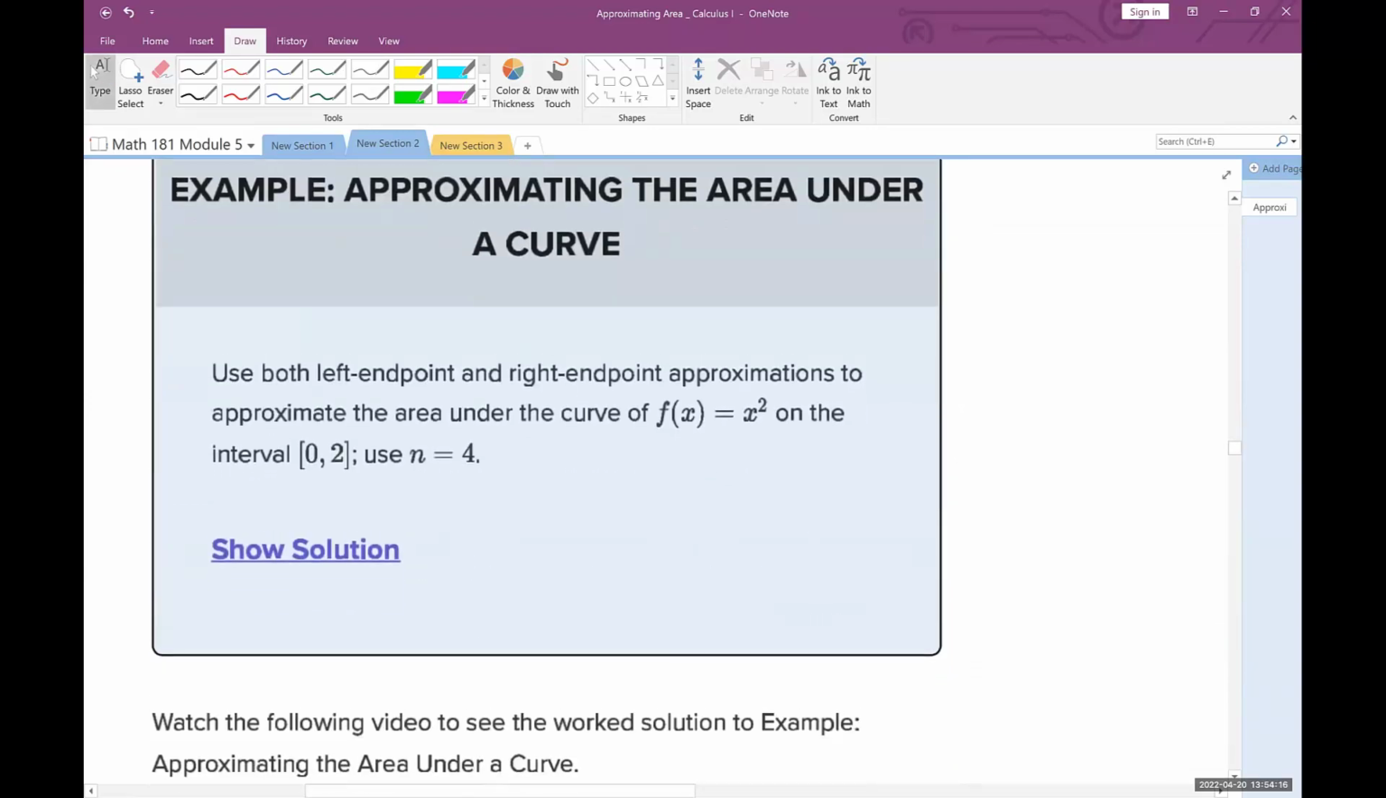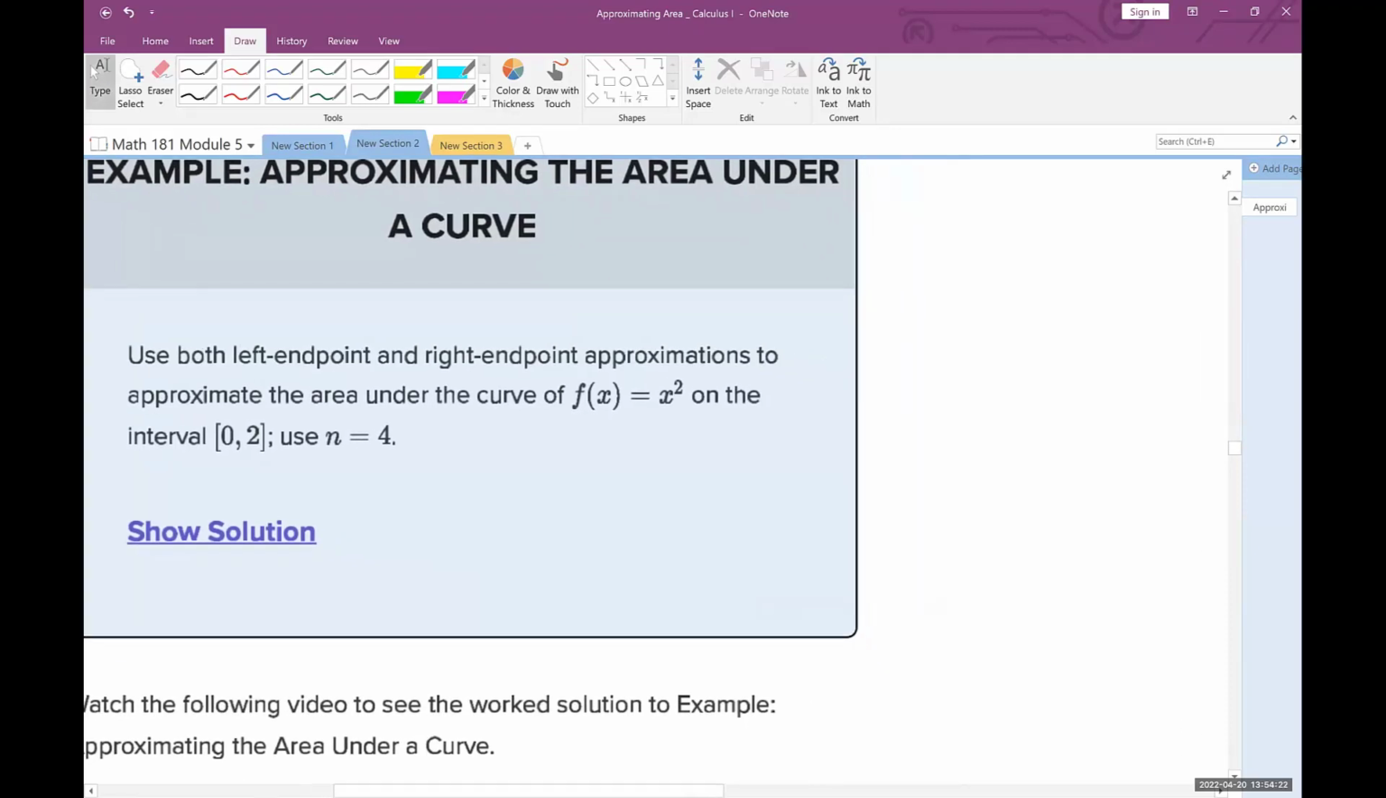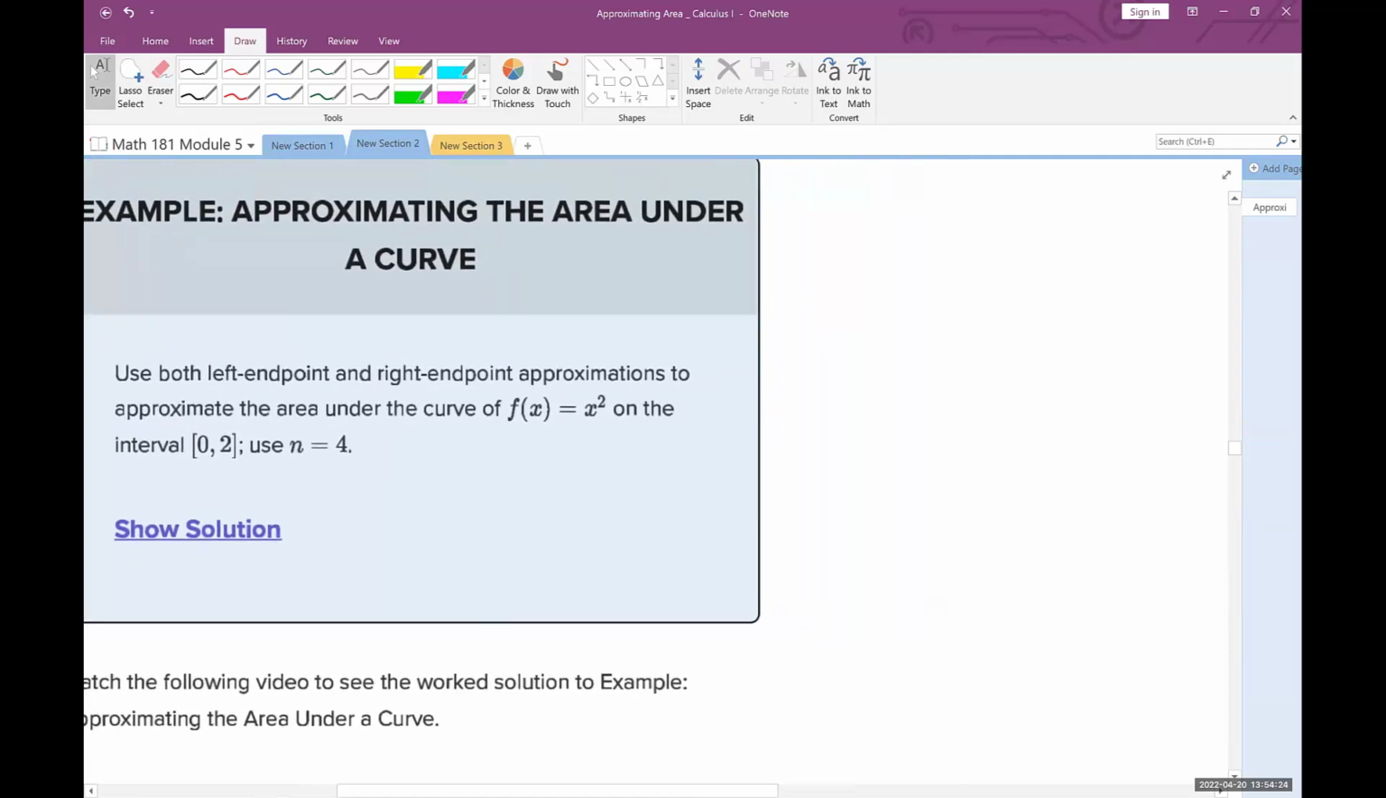We're going to find left endpoint and right endpoint approximations to the area under the curve of f of x equals x squared on the interval from 0 to 2. So I'm going to draw a picture of this, and I think a picture helps to visualize it quite a bit. You don't have to draw a picture. I'm going to change colors for the curve. It might look something like this.